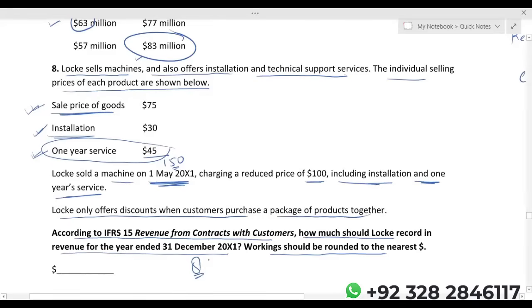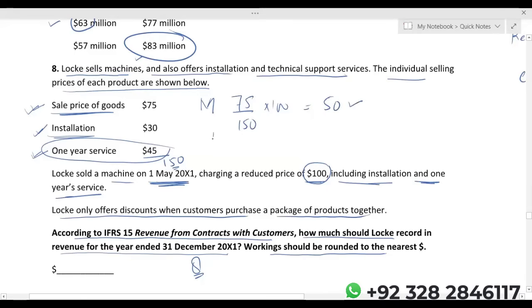Now what we have to do, we have to allocate the transaction price on the basis of stand-alone separate performance obligation prices. Machine separate price is 75, installation separate price is 30, 1 year separate price is 45. Now let's see how much revenue belongs to the machine. I'll take 75 divided by 150 and the transaction price is 100. 75 over 150, that's 50%, 50 million. Obviously, this 50 will be recognized immediately.